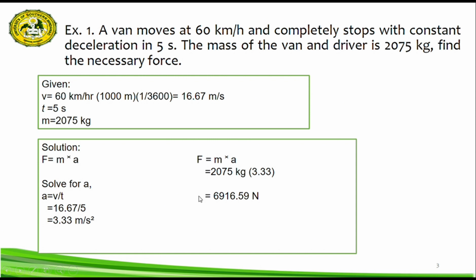So now let's plug it in the general equation, which is force equals mass times acceleration. We have 2075 kg of mass and 3.33 meter per second squared as our acceleration. Multiplying that, we get 6,916.59 Newton, which is the necessary force.